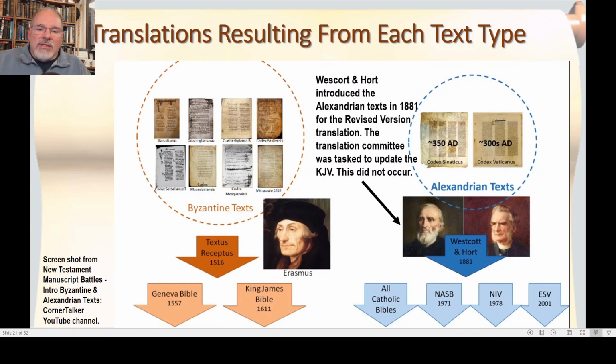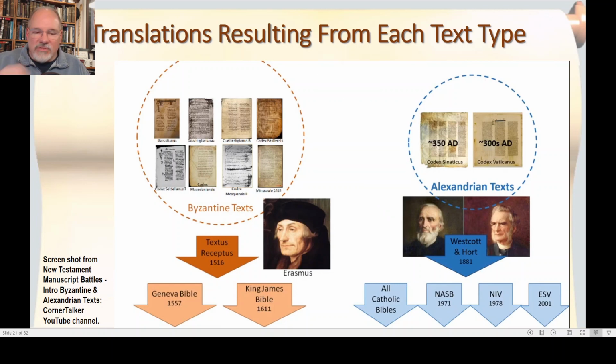So on the left, you can see, we'll back that off for a second. On the left, you can see Erasmus. He was the one that actually put together the Greek text that they ended up really using for the Textus Receptus. And he used the Byzantine texts and the Latin Vulgate of Jerome and everything else.